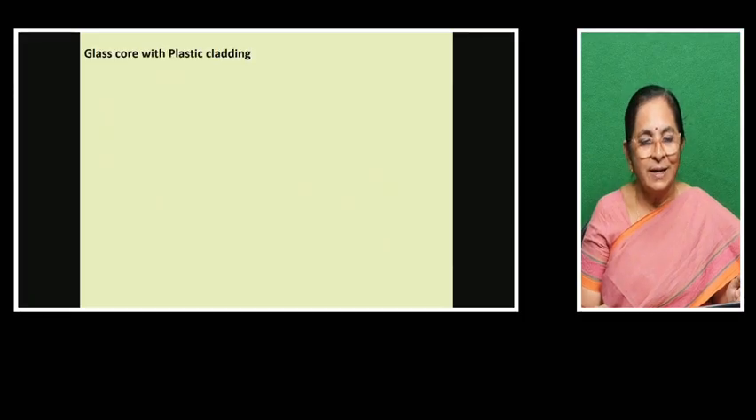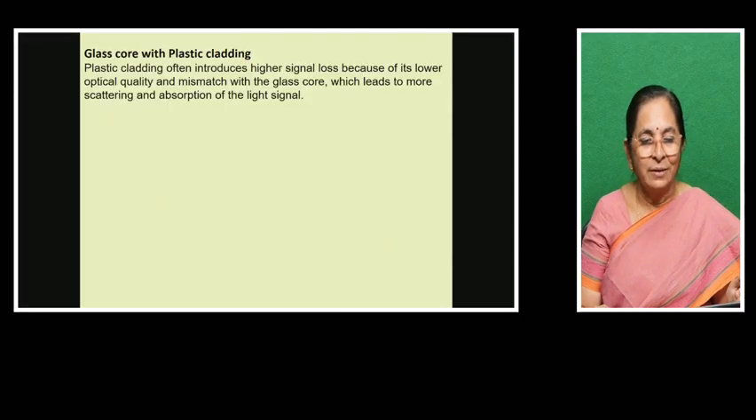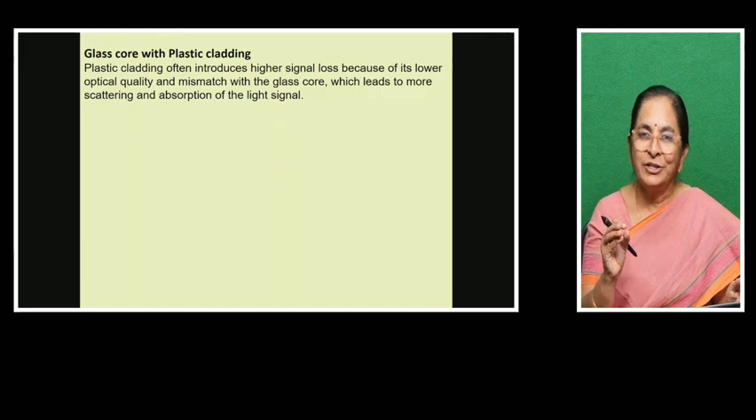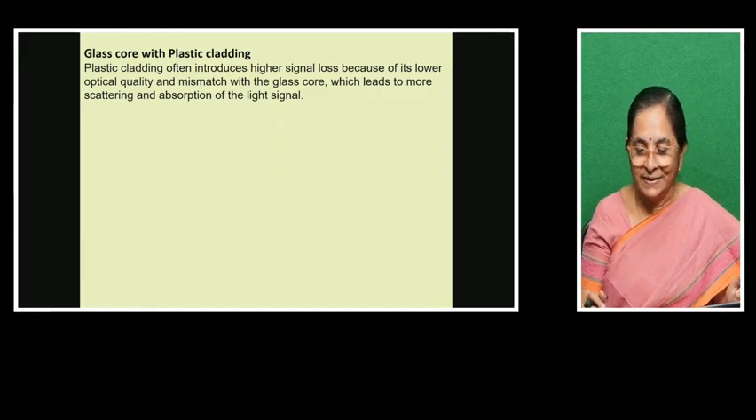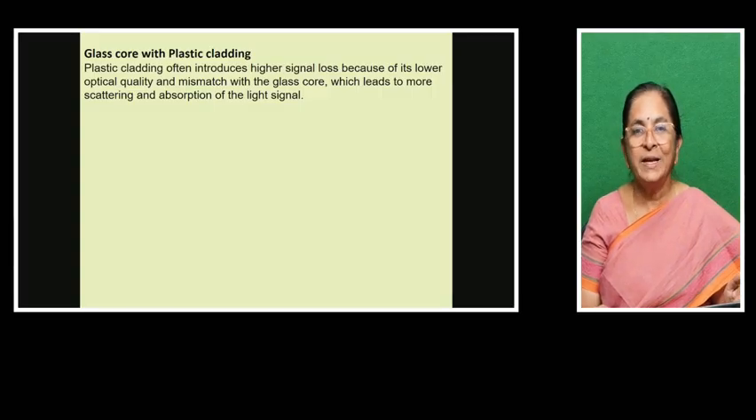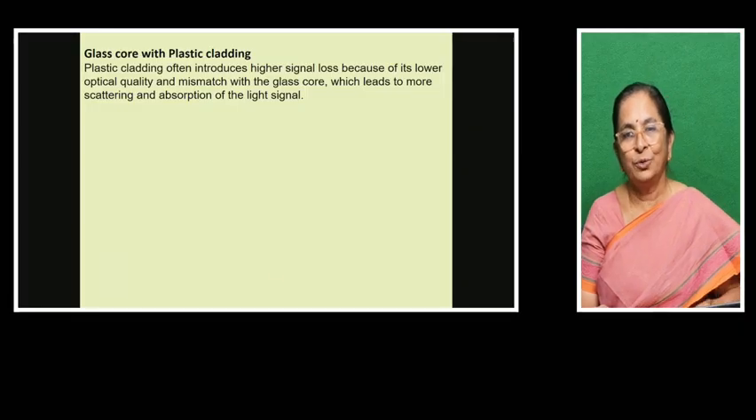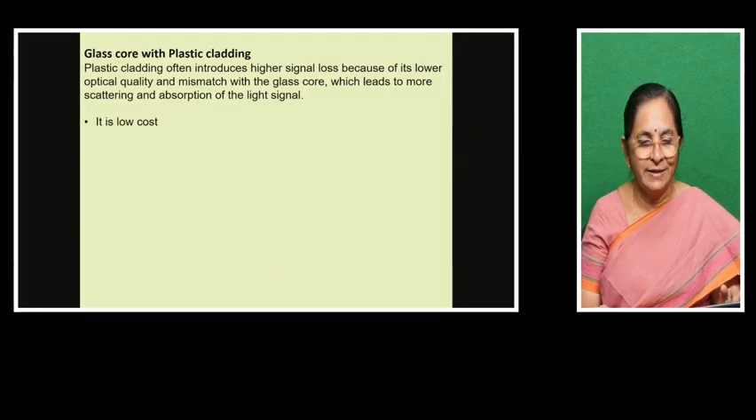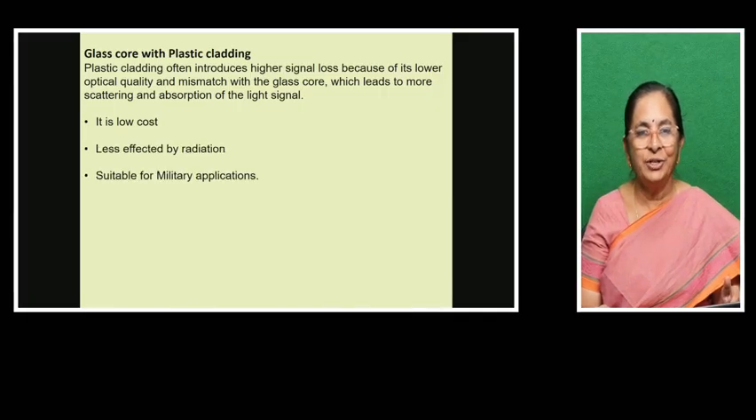The next is glass core with the plastic cladding. It introduces higher signal loss. Whenever we use plastic, the refraction of the signal, scattering of the signal or attenuation will be more. So plastic cladding often introduces higher signal loss because of its lower optical quality and mismatch with the glass core, which leads to more scattering and absorption of the light signal. Though it is low in cost and less affected by radiation, it could be used only for military applications.